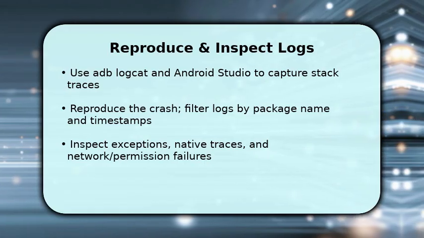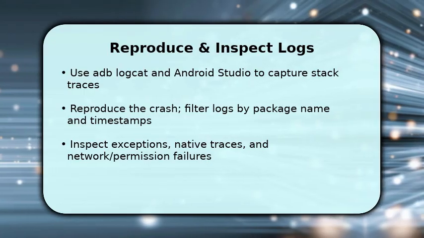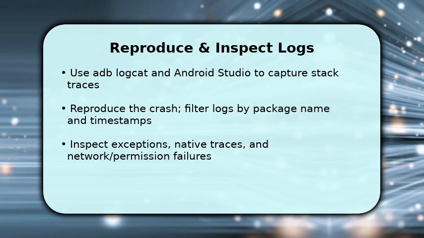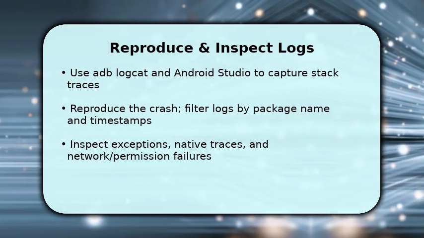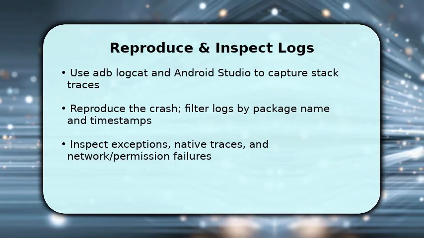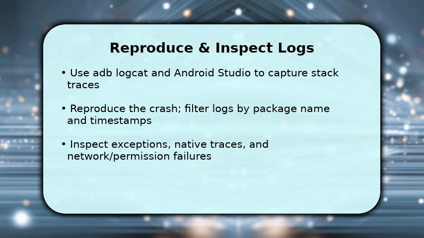Once you have a stack trace, map exceptions to source code or libraries so you know whether it's logic, lifecycle, or native memory. Also inspect network calls, permission denials, and ANR traces. These reveal underlying timing or resource issues. If the trace points to a dependency, check its changelog and versioning to understand why.